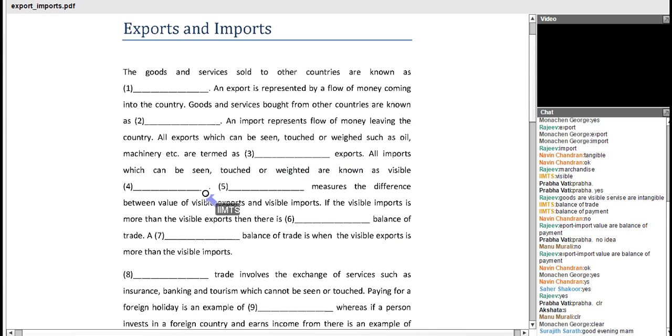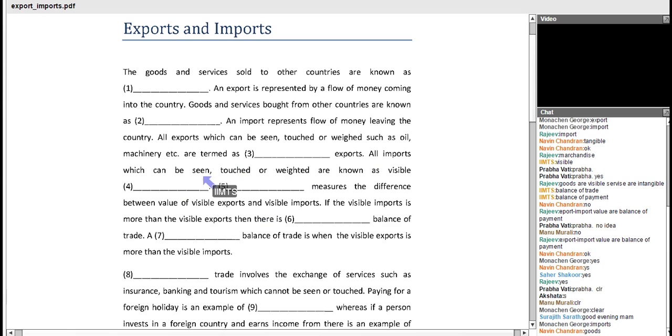Yes. Number 4 now. All imports which can be seen, touched or weighed are known as visible dash. They are known as visible. Very easy. The answer is there in the line itself. All imports which, not goods, Naveen. Visible imports. Yes, Monachin. Right.